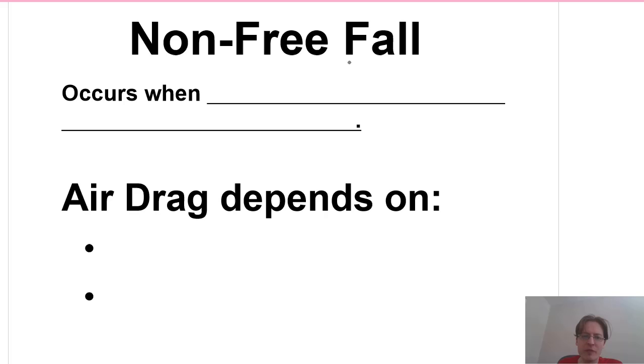So whenever a homework problem or exam question mentions anything about something moving through air, it's going to be non-free fall. It occurs when air resistance is factored in.